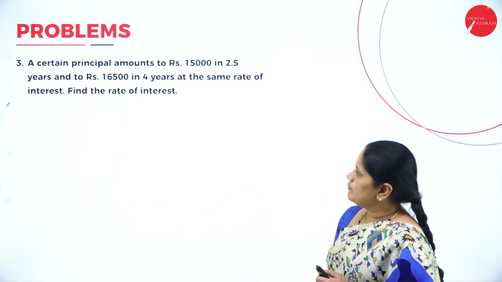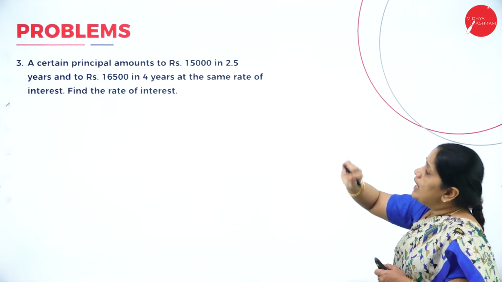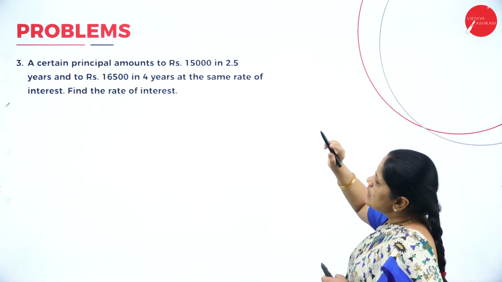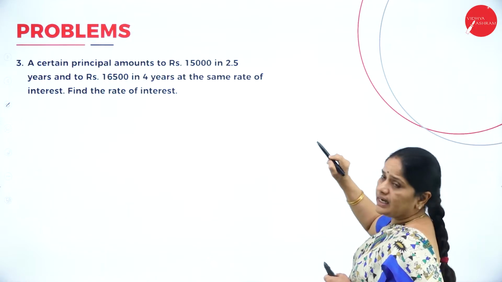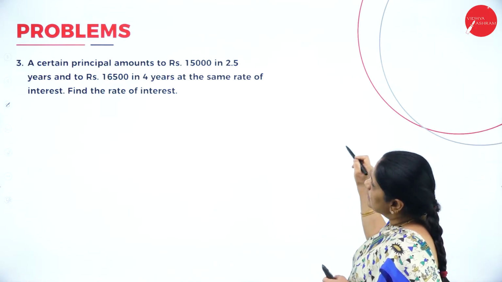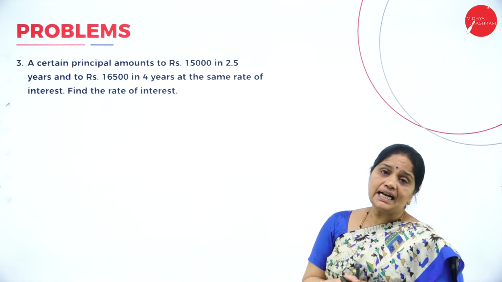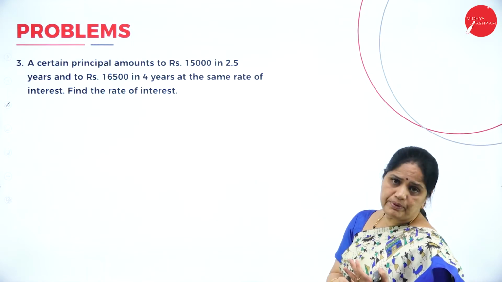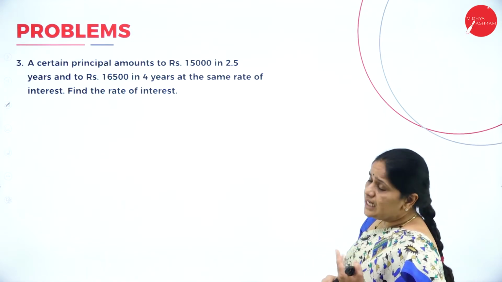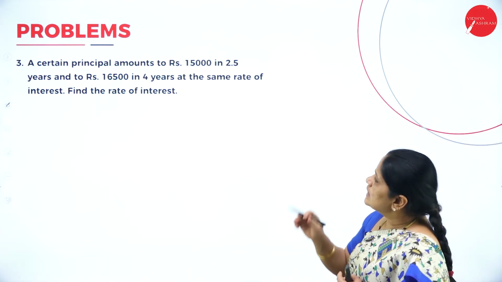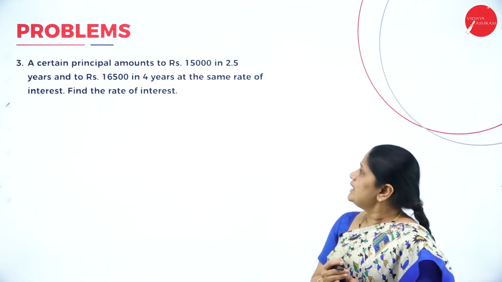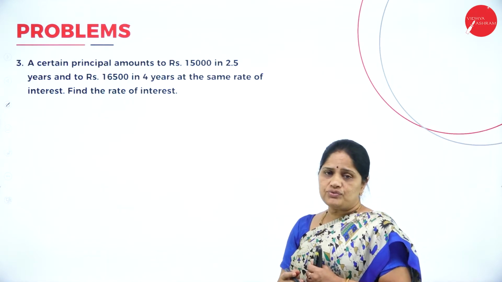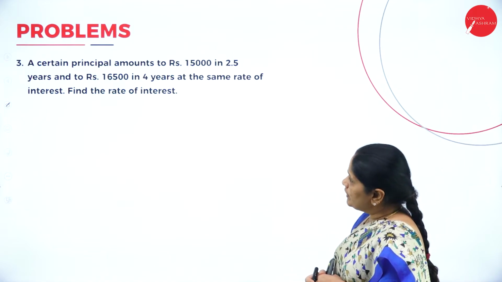Now the next problem. A certain principal amounts to rupees 15,000 in 2.5 years and 16,500 in 4 years at the same rate of interest. Find the rate of interest. So they have not given us the principal amount. They have also not given the rate of interest. They have just given the amount itself and the time period. So with the help of this, we have to find the rate of interest.